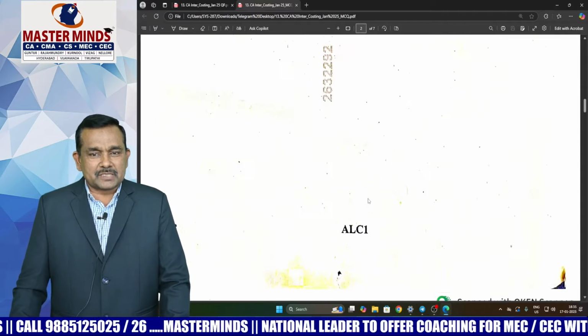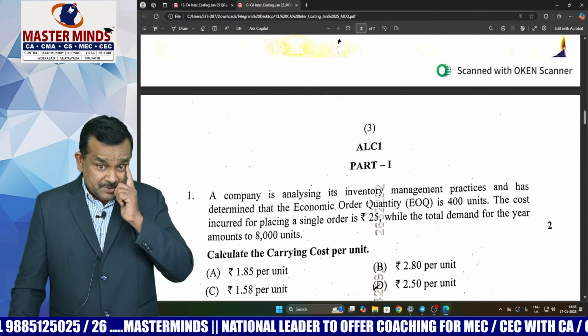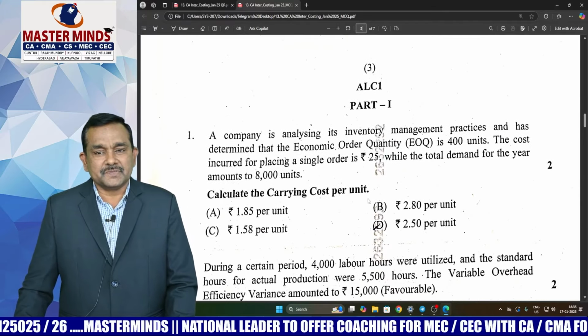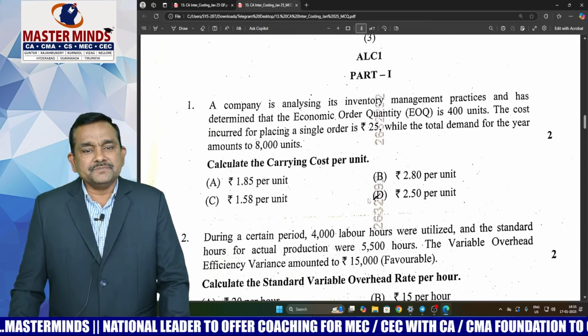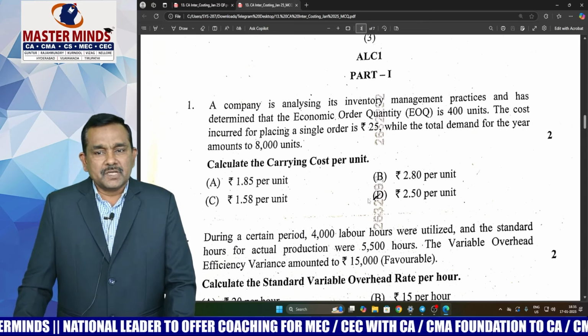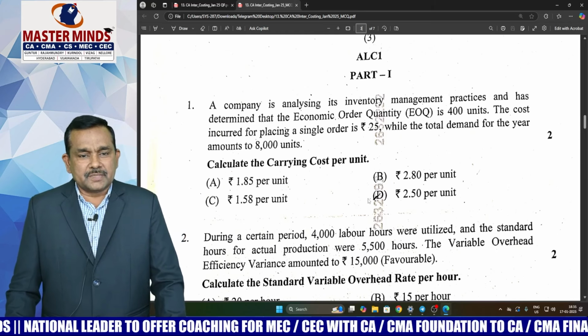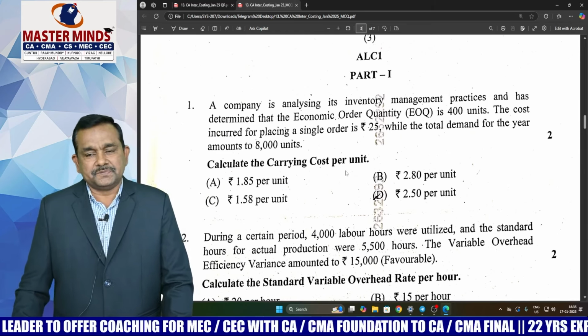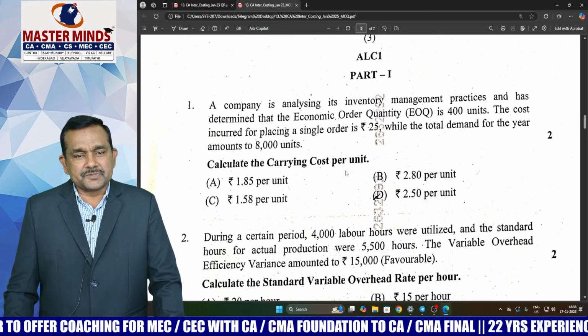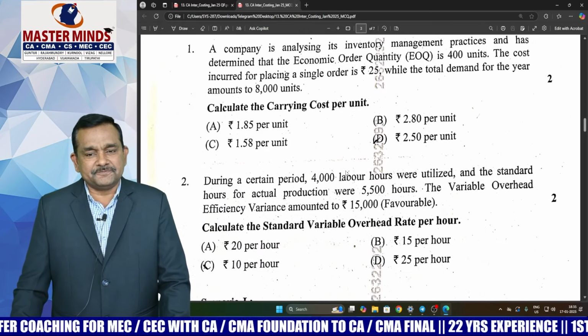So this is Part 1, sir, MCQs. This is the first one, EOQ, material cost chapter, sir. Calculate the carrying cost per unit. So here the questioner is asking to calculate the C value.